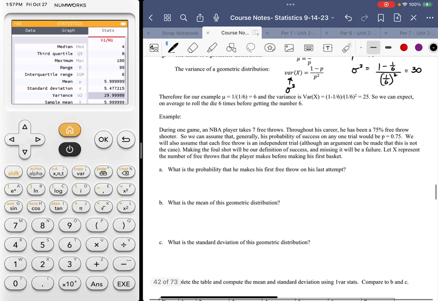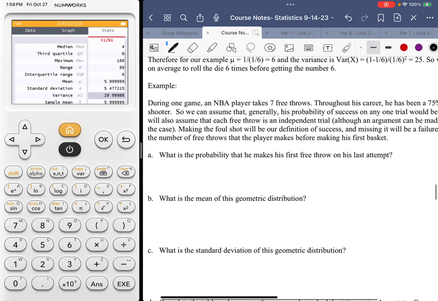Right? So the example here, during one game, an NBA player takes 7 free throws. Throughout his career, he's been a 75% free throw shooter. So we can assume in general that his probability of success on any one trial would be 0.75. We also assume that each free throw is independent, although maybe it's not. I mean, sometimes you get the yips, or you just have a bad day, your elbow's hurt or something like that. Making a foul shot will be our definition of success, and missing it will be failure.